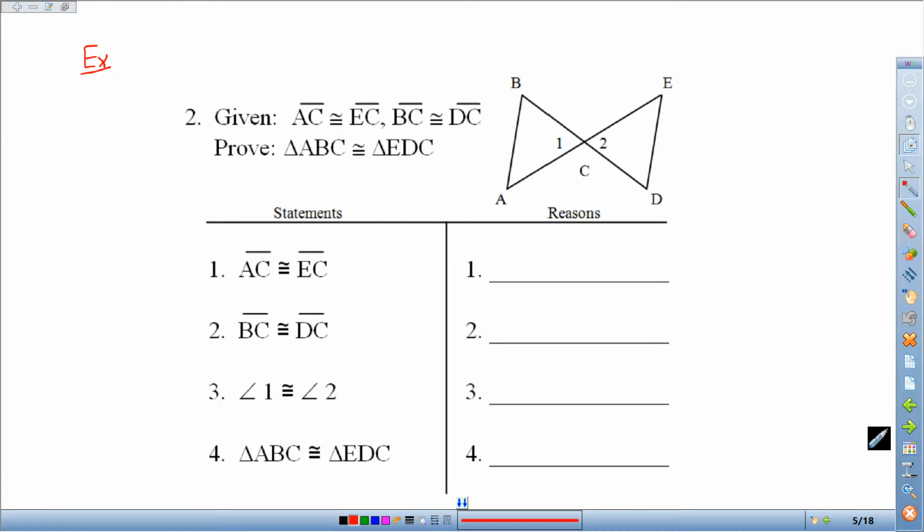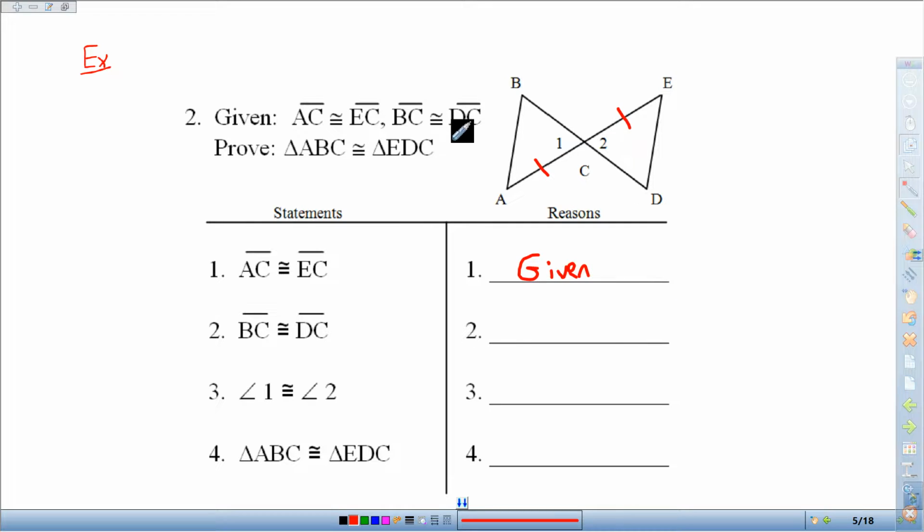Take a look at number 2. First things first, they're giving us this information: AC is congruent to EC. There's our first statement. The reason we know that is it's given. Let's show that on our triangles. AC is this side length, congruent to EC, this side length.